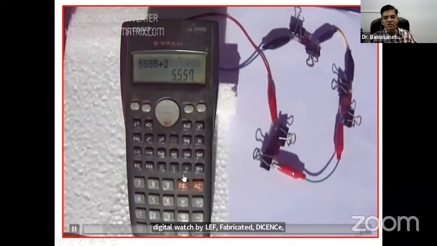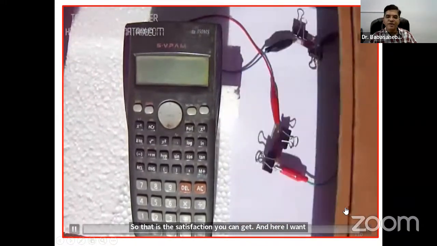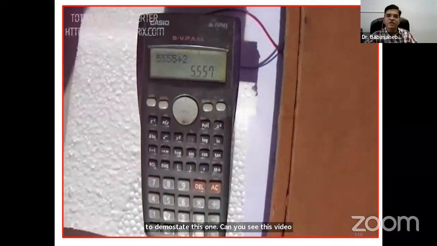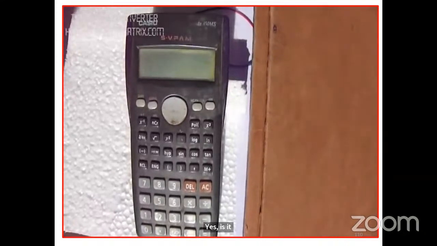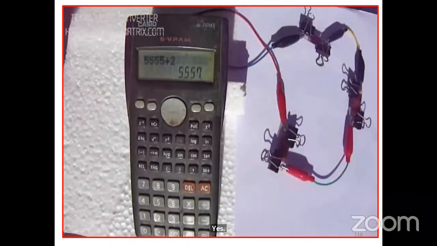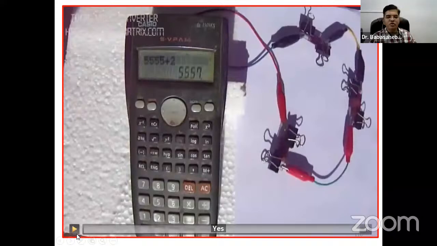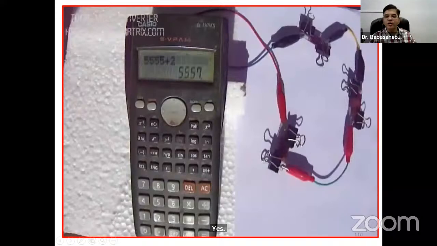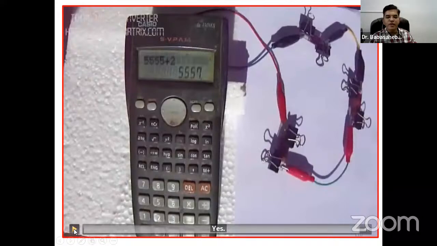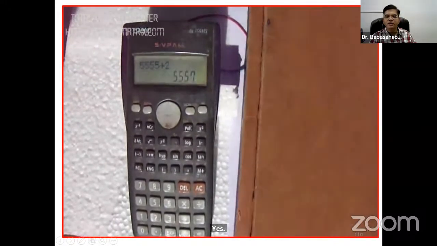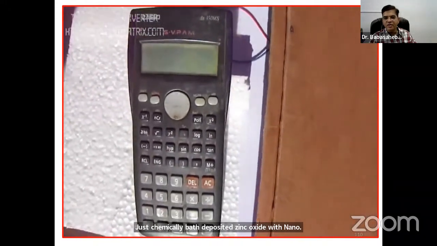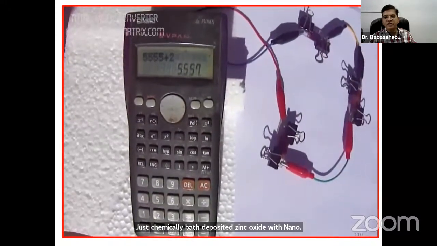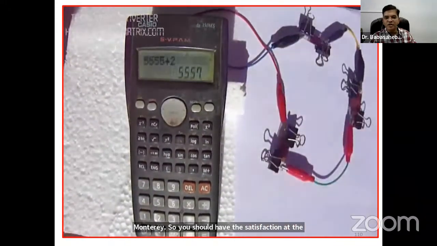And here I want to demonstrate this. Can you see this video? Yes? Yes. Once again, I can play this. So this is in dark and light. You can see without any perfect sealing, this device is working very well. Just chemical bath deposited zinc oxide with nanomaterials. So you should have the satisfaction at the end. Paper publication is another part. So this works very well.